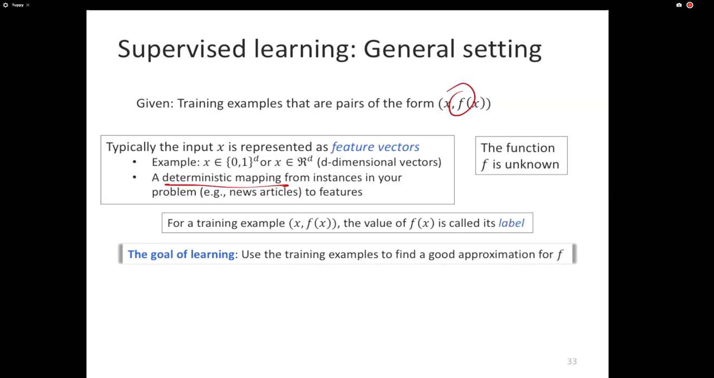Yes, exactly. That's exactly right. That's a good example. Yes. Was there a question at the back?